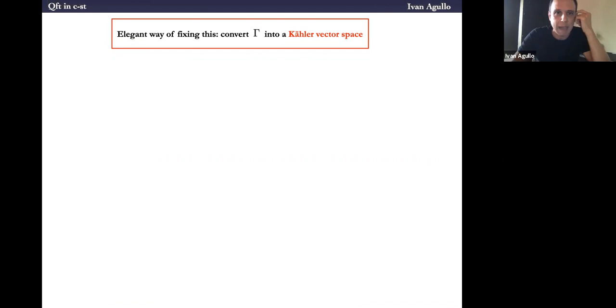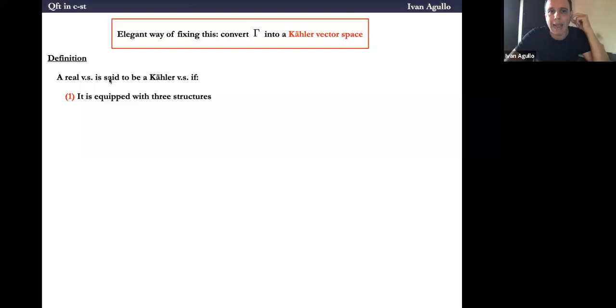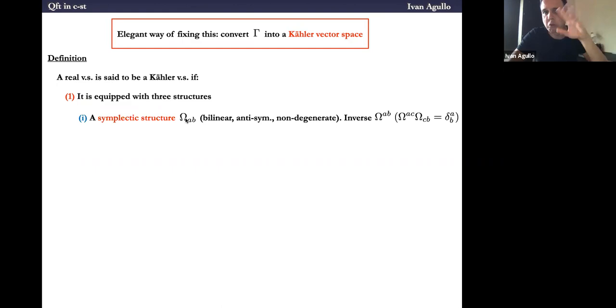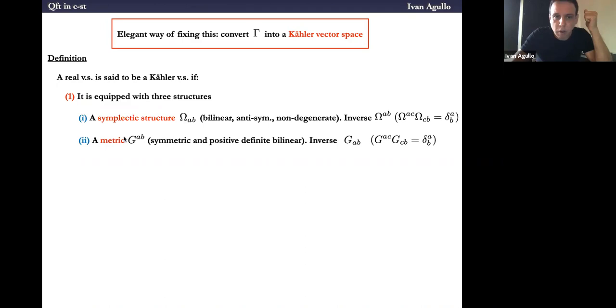Definition. A real vector space is said to be a Kähler vector space if it is equipped with three structures. One is a symplectic structure that we already have, so we don't need to worry about that. It's bilinear, antisymmetric, and non-degenerate. The new things that we need: a metric. I am writing it with the index upstairs, but it has an inverse. A metric is just a symmetric and positive definite bilinear form. So the symplectic is antisymmetric and non-degenerate. The metric is positive and symmetric.